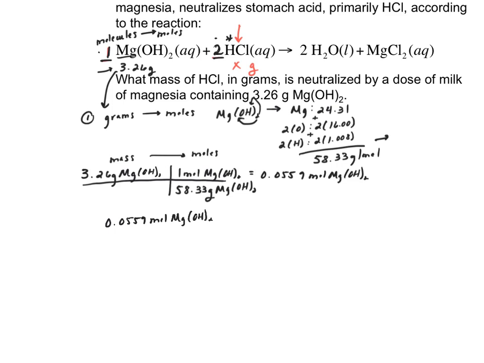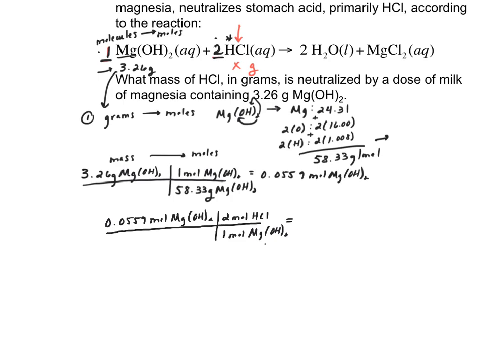If I had 3, I'd use 6, right? For every 1, we're going to need 2. So to convert to moles of HCl used, we're going to utilize that exact same ratio. For every 1 mole of Mg(OH)2, I need 2 moles of HCl. Again, with these railroad tracks, whatever we're given is usually going to be on bottom. Whatever we're converting to, the desired, is going to be on top.